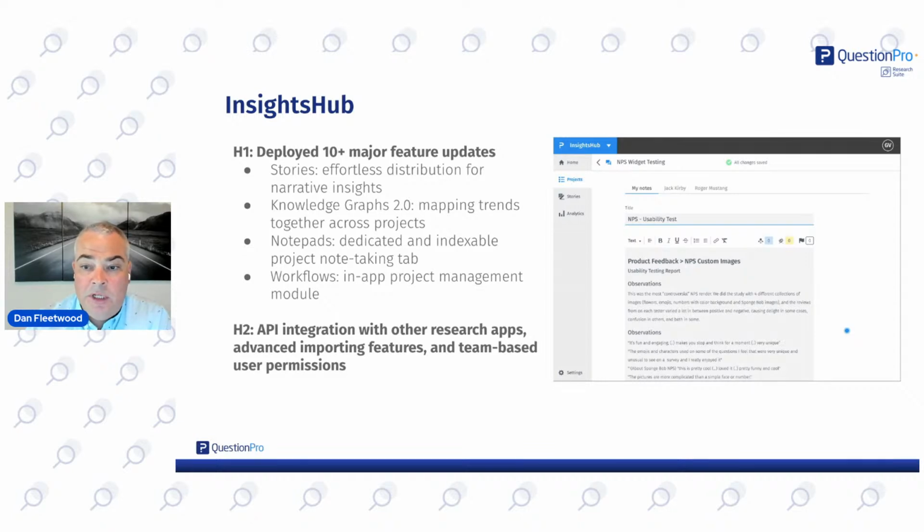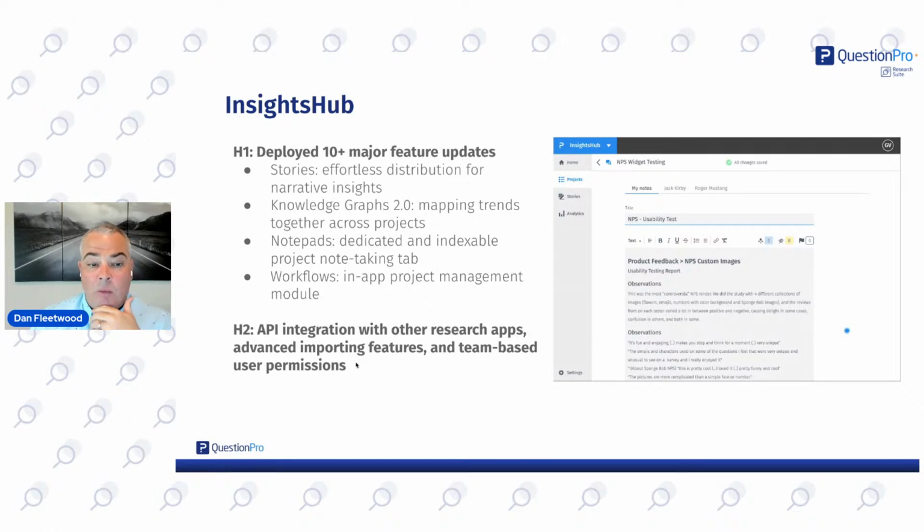So stories is a way that you can start to create more of the reporting and create a story around the data and different nuggets of information. Now, knowledge graphs 2.0, so you can map trends together across multiple projects, which is key for discovery and insights. Notepads, so in notepads now you have a dedicated and indexable project note-taking tab, and then also workflow, an in-app project management module. These are all some of the bigger features that we released in H1.